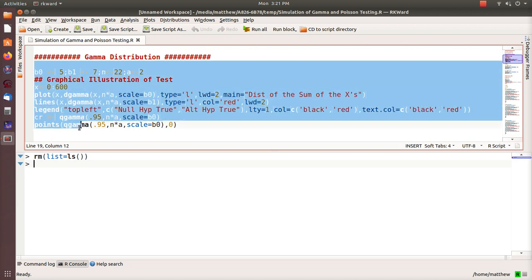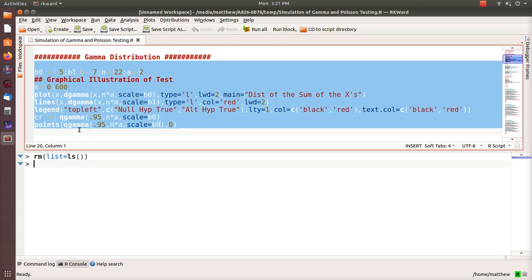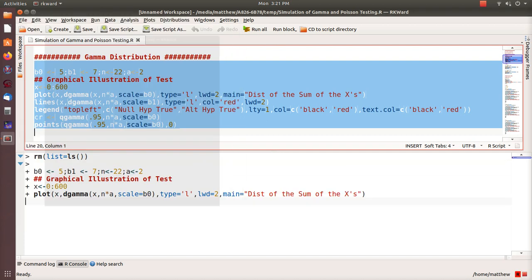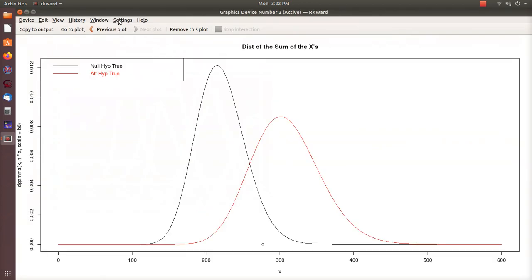I just want to plot these distributions to show you what's going on graphically. And here they are. Under the null hypothesis, this would be the distribution we're looking at, and it's specifically the distribution of the sum of our data, the sum of the x's. Again, it's a gamma distribution. This point right here is the critical region, so the area in the tail under the distribution, assuming the null is true, is 5%.